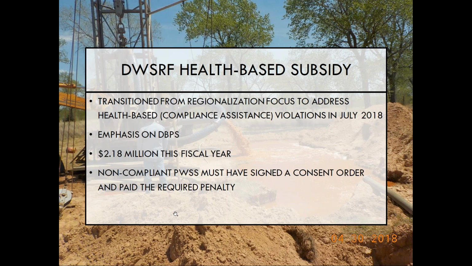So I wanted to focus on the DWSRF health-based subsidy. And back in July of 2018, we transitioned from a regionalization focus for the subsidy to a health-based focus for compliance assistance. We do emphasize DBPs because of all the health-based violations for them in Oklahoma, but systems with other health-based violations can qualify for the subsidy. This fiscal year, we have $2.18 million in subsidy to use. And to qualify, you have to be a non-compliant public water supply and signed a consent order, as well as paid the penalty. Next slide, please.